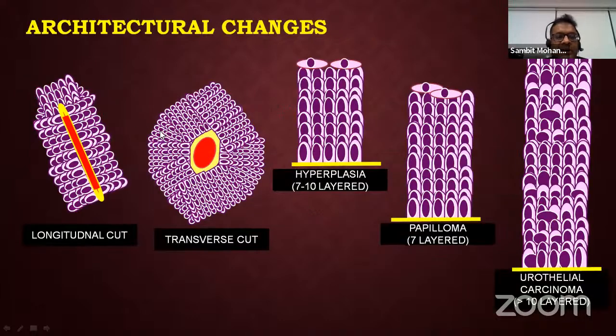Then architecturally, if I cut a papilla like this, you have a papillary core here and the cells here. If I cut it end on or longitudinally, you have the papillary core here. So either way, you have to imagine the papilla.